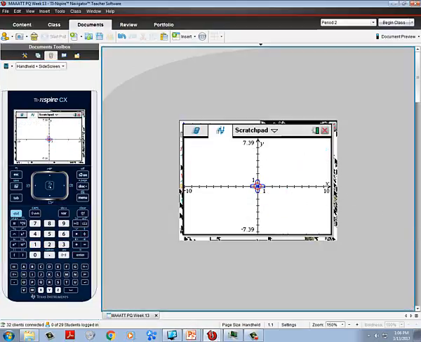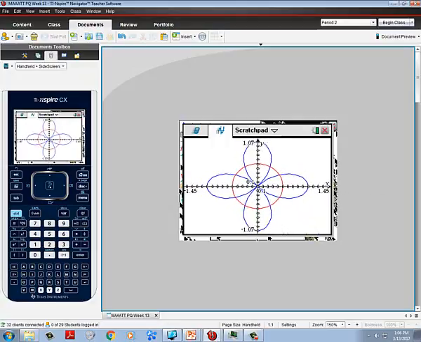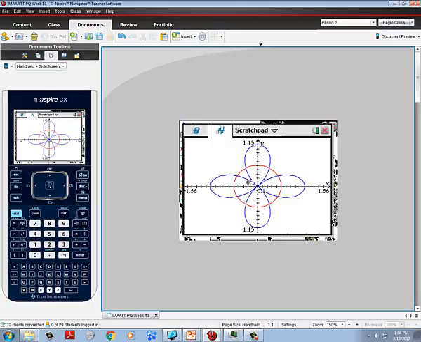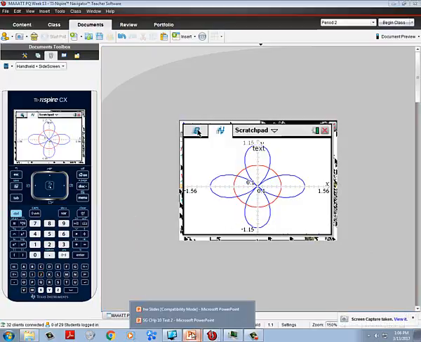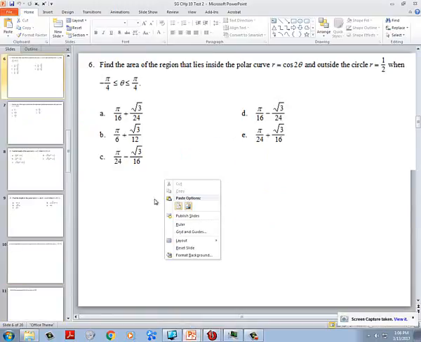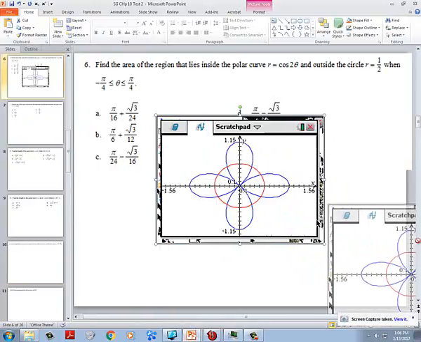All right, and it's a good idea to probably blow that picture up a little bit, so I'd zoom in on it. If it was me and I was taking notes for my test, I'd probably go ahead and sketch that picture somewhere in there.